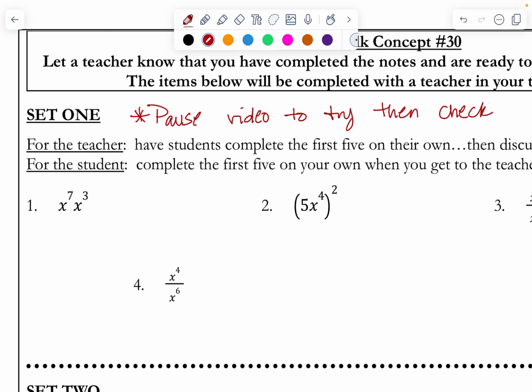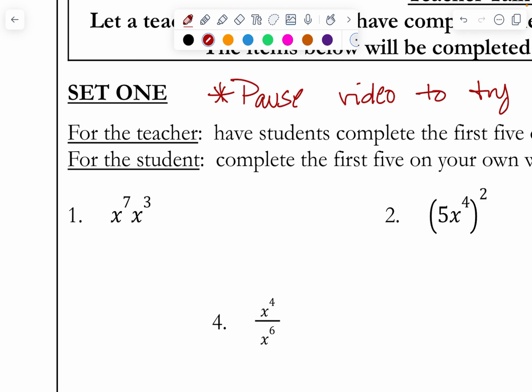All right, this first one, whenever we do not have an operation in the middle of our variables, we assume that that is multiplication. So I'm going to put a dot there to represent our multiplication. According to our exponent rules, whenever we're multiplying, we add our exponents. So our exponents are 7 and 3 here. So whenever we add those together, our simplified answer becomes x to the power of 10.